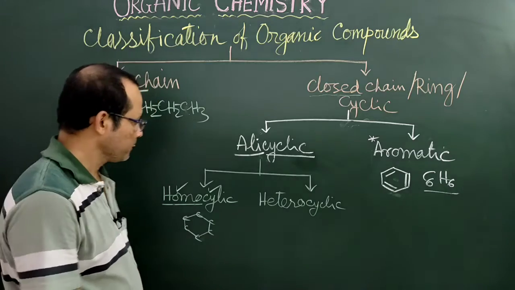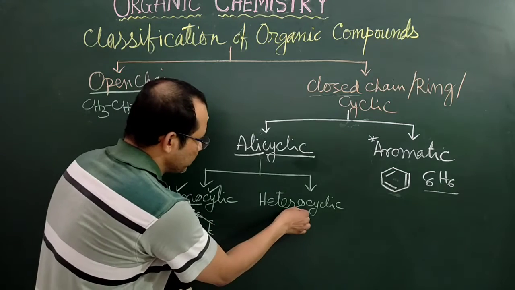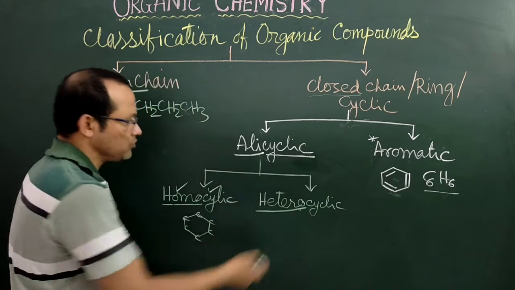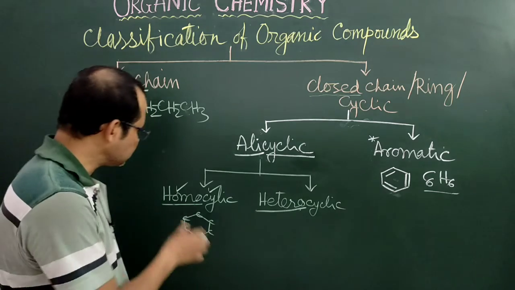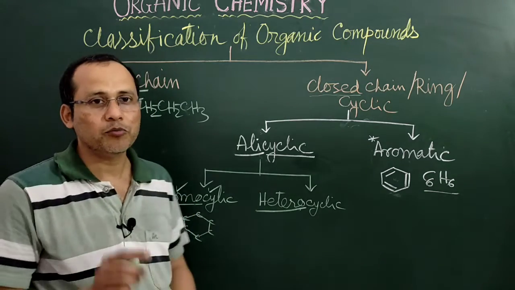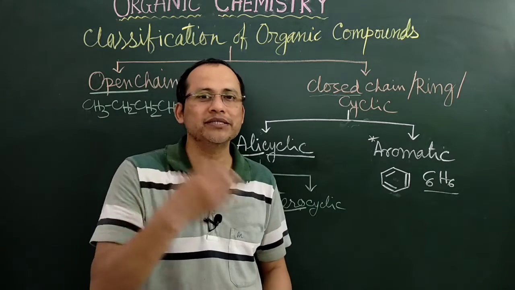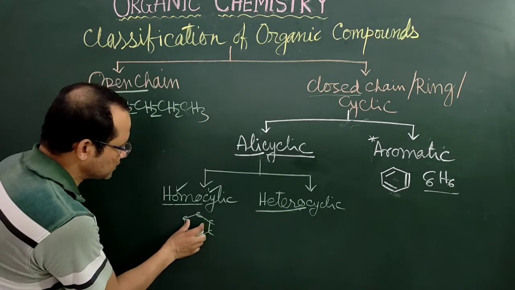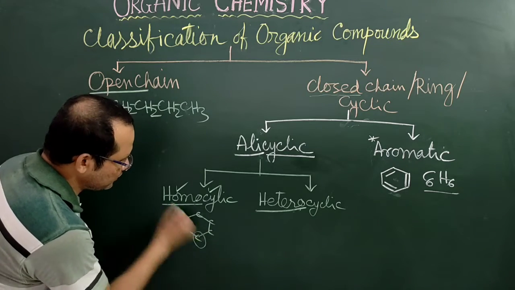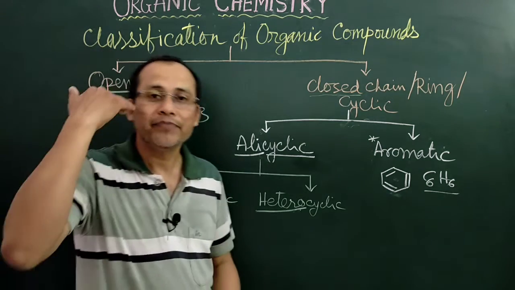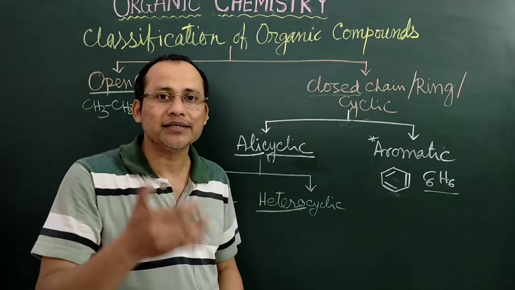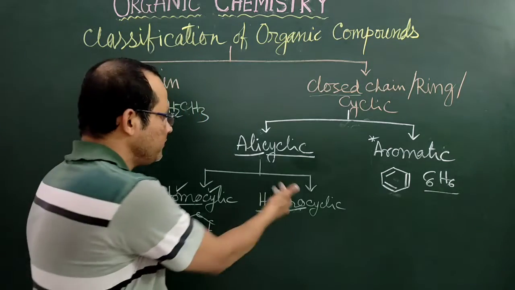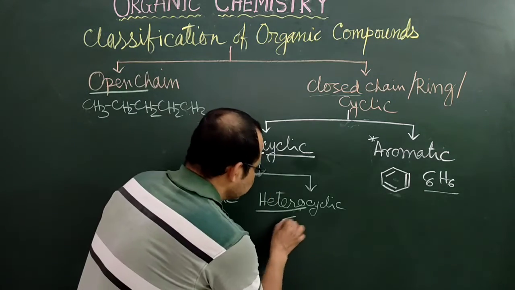And come to this one, this is hetero. Hetero literally means just the opposite of homo. Homo means same, so hetero means different. That is, in this case, if we write down this structure replacing one atom from here by any atom other than carbon, it will become a heteroatom ring like this.